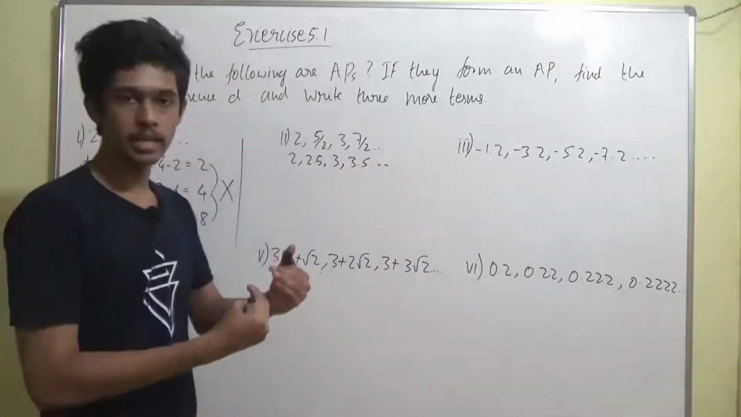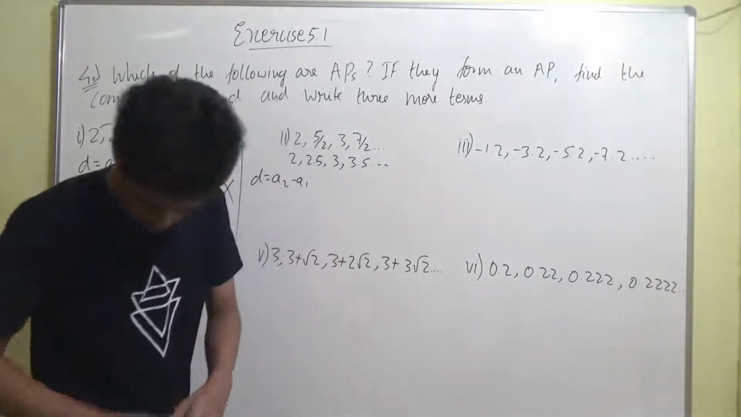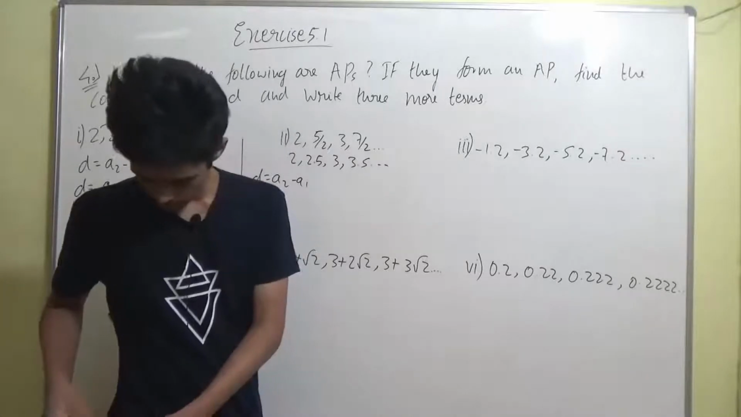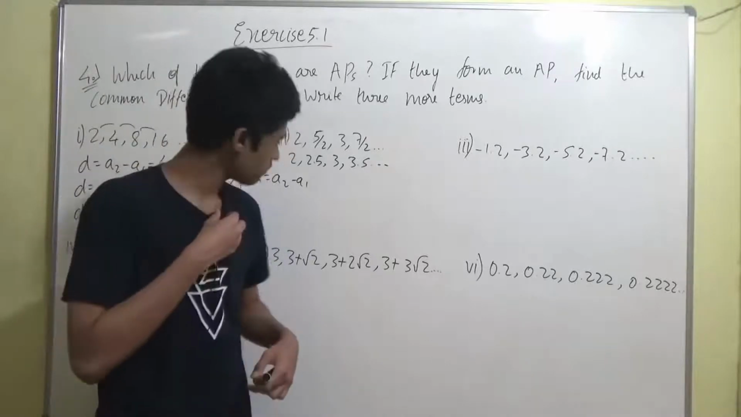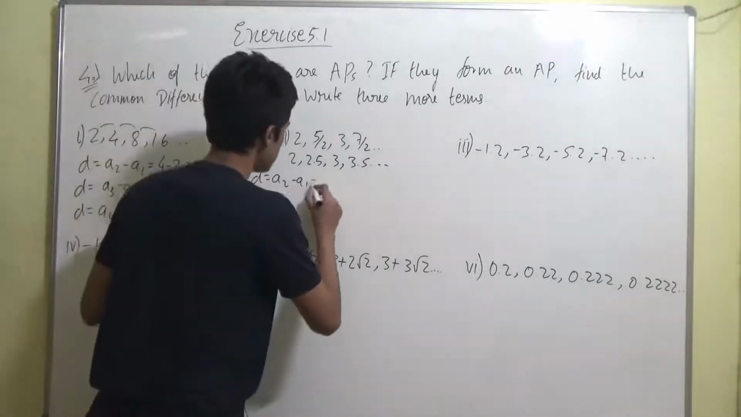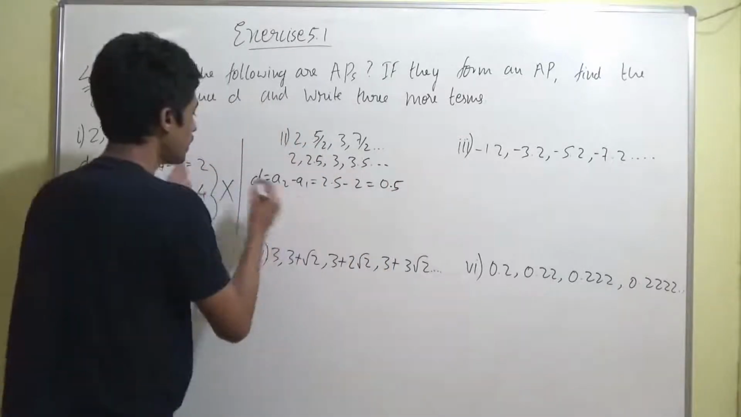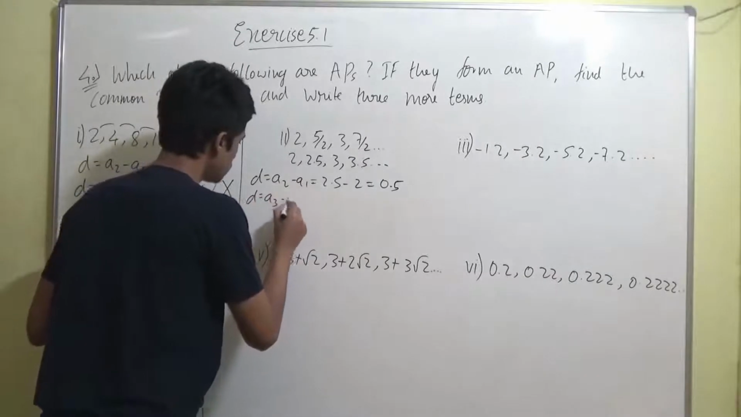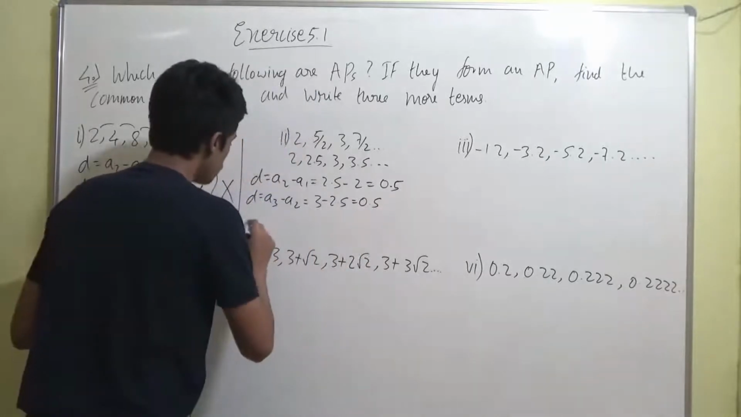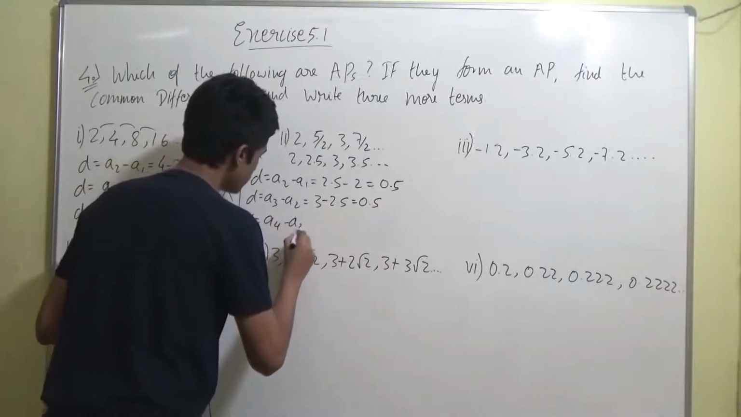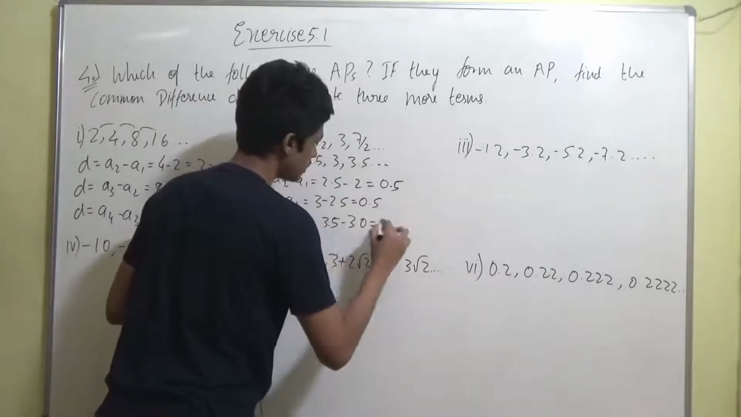Now if you find the value of D, guys, for this series, that is D equal to A2 minus A1. Right, if you try to find the value of D for this one, A2 minus A1, this will become 2.5 minus 2, equal to 0.5. For A3 minus A2, this will become 3 minus 2.5, equal to 0.5. For D equal to A4 minus A3, this will become 3.5 minus 3.0, that is 3, nothing but equal to 0.5.